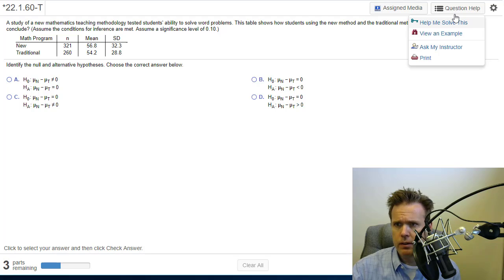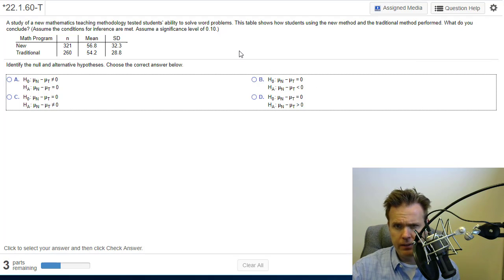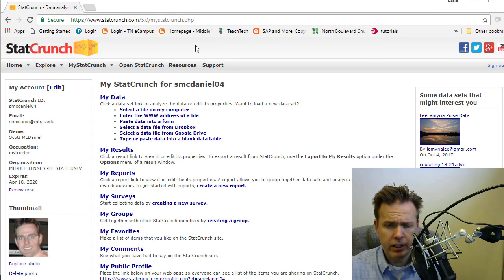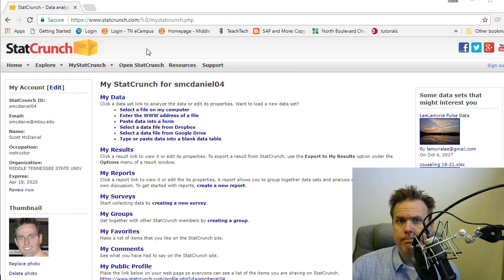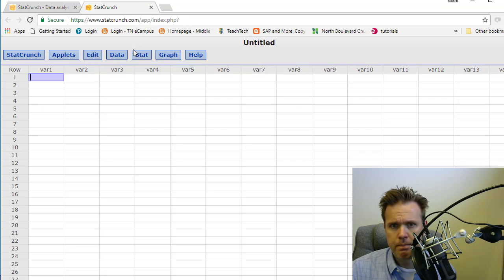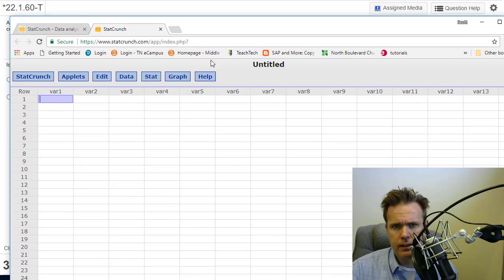If you go to question help, I don't have a StatCrunch button in there. So you're going to have to go to statcrunch.com. Okay, so go to statcrunch.com, log in using your MyStatLab login credentials, and then click Open StatCrunch. And we're going to be running, let's take a look at this.